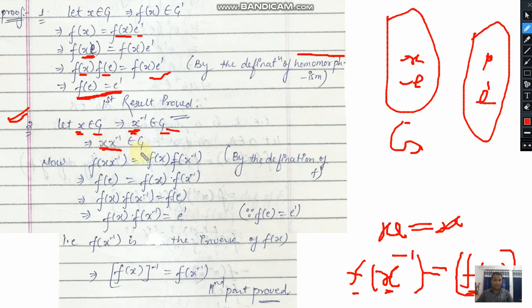So x inverse is already available in G. If I want to find their mapping, the mapping of x times x inverse, because this is the composition of two elements available in G, will be written as f(x) into f(x inverse), because this is the definition of homomorphism. Now we know that x and x inverse product is equivalent to identity. If we multiply any element with its inverse, then we get identity. So this is the mapping on identity, and there is no change in the right hand side.